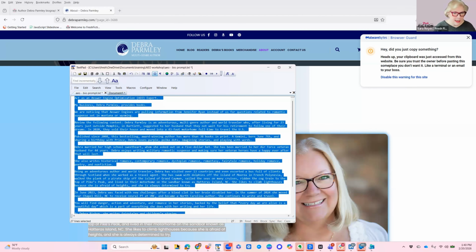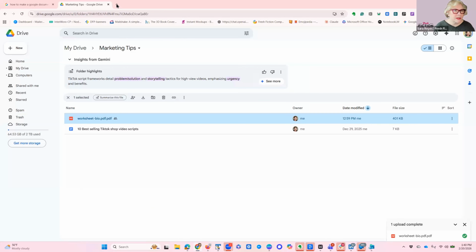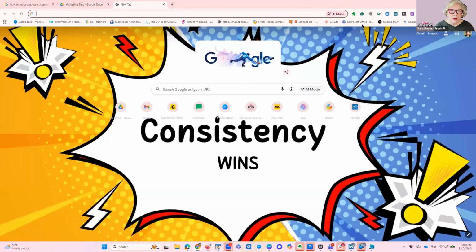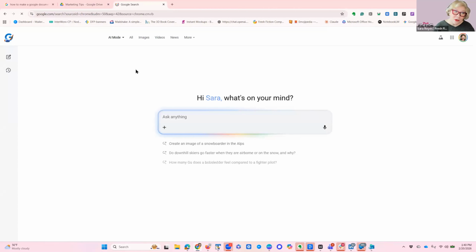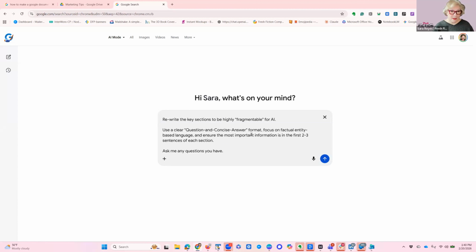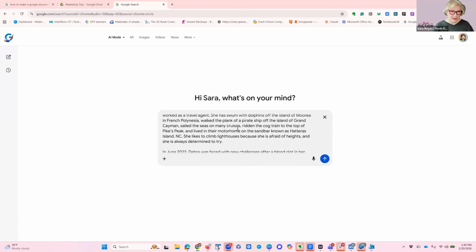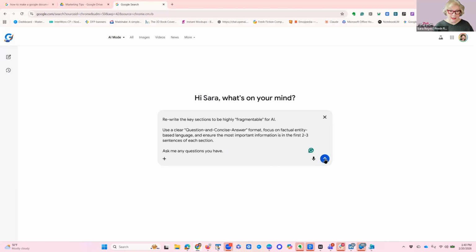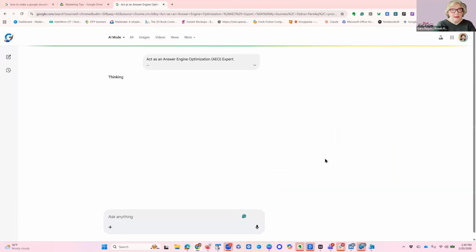Okay. And I am going to use the free version of Gemini. All you need to do is go to Google and turn it to AI mode. And now you're in Gemini. It's free. And all you need to do is paste it. Okay, I pasted all of that. I'm showing you, I pasted all of this in. And then I hit send. And it's thinking.